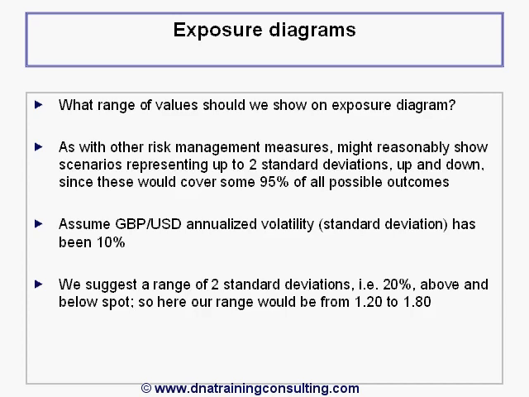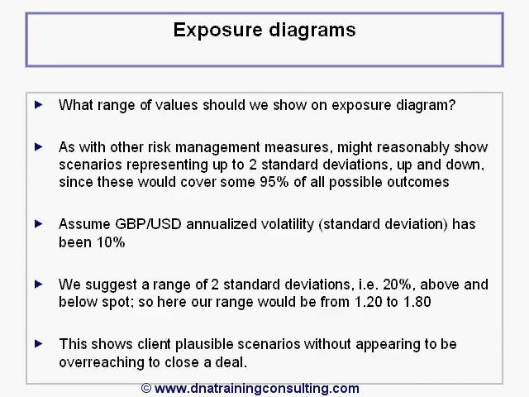This means, of course, the range from 120 to 180, which is pretty close to what we had done earlier in the diagram. This way, you are showing the client scenarios that have some plausibility without going to absurd extremes and being accused of trying to scare the client into doing a deal under any circumstances.